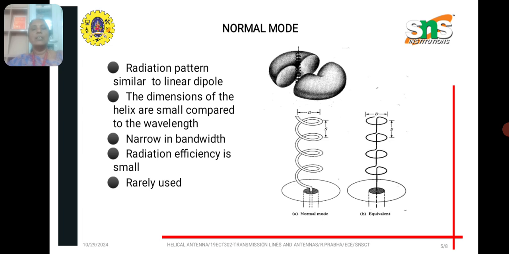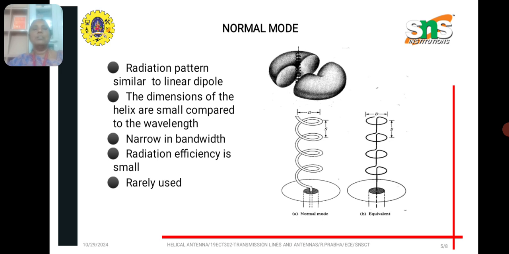The special feature of the helical antenna is that it can operate in any one of two modes. One mode is called normal mode and the other is called axial mode. In normal mode of operation, the dimensions of the helical antenna are very small compared to the wavelength at the frequency of operation. We know that the wavelength is calculated from the formula lambda is equal to c by f. All the parameters of the helical antenna are in terms of wavelength, and these dimensions are very small compared to the lambda value.